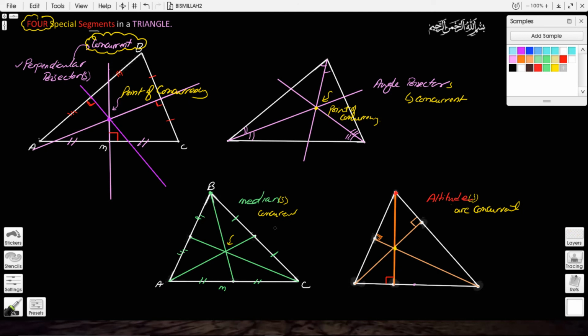The medians are concurrent. A median is the segment that connects the vertex to the midpoint of the opposite side, and they were concurrent. And the altitudes, which is the segment that connects from the vertex to the opposite side and perpendicular to it, they too are concurrent. Now, I hope you appreciate there's something special going on over here, and we shall explore these special segments in much more detail next time.